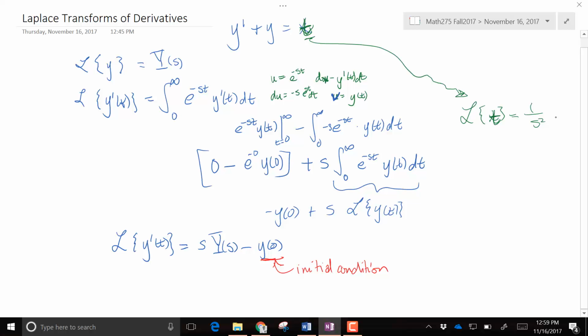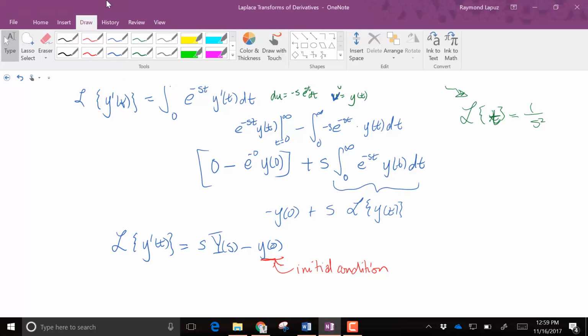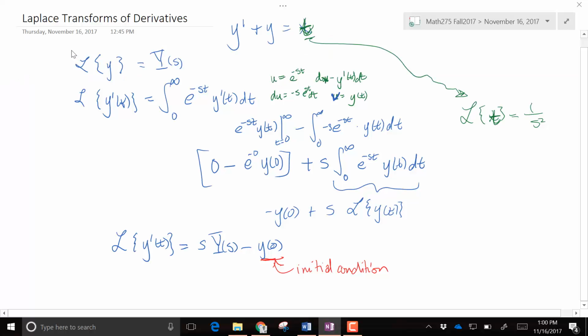And let's throw in an initial condition. Let's say y of 0 is equal to, let's pick a number. 9 is fine. That's not too big. All right, so let's say we're doing this problem where we're trying to solve y prime plus y is equal to t, where y of 0 is equal to 9. So let's take our example down here.